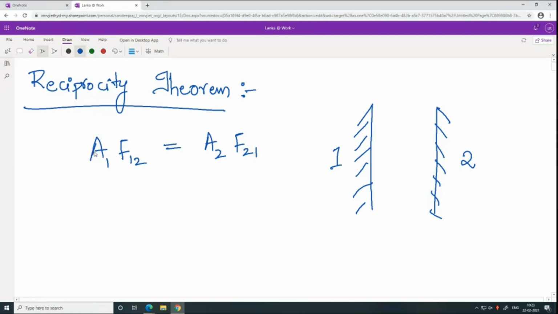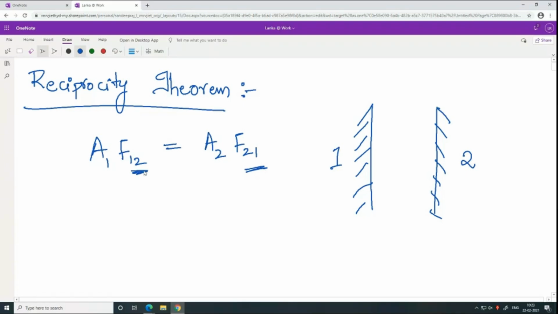So essentially it is bringing the area into the picture, and with area it is trying to correlate the heat exchange happening from 1 to 2 and 2 to 1. F12 is 1 to 2, and F21 is 2 to 1. That's what the reciprocity theorem helps you with.